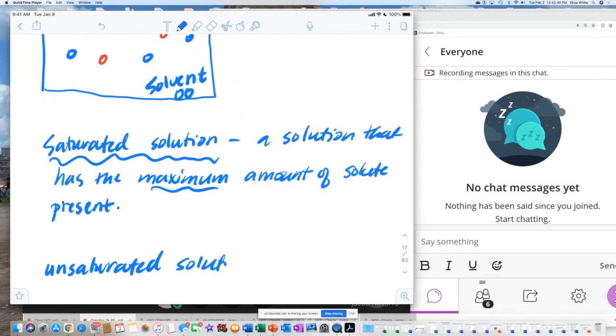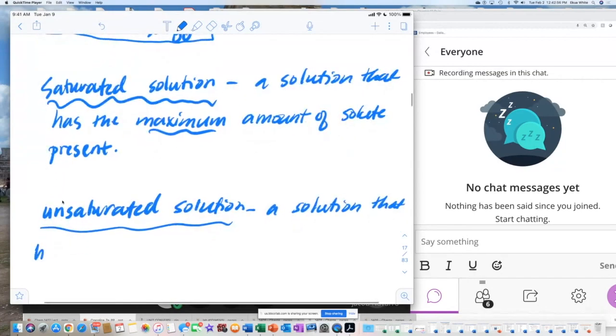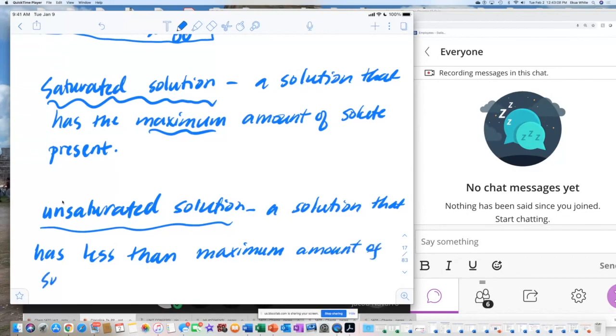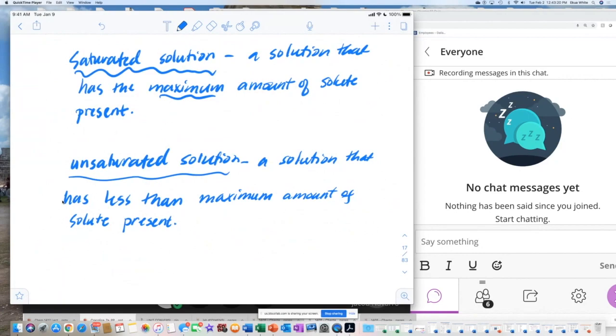Now, I'll give you a mathematical example of this. An unsaturated solution is a solution that has less than the maximum amount of solute present. That means there's room for more. There's room for growth. Based on this logic, you have saturated and you have unsaturated.